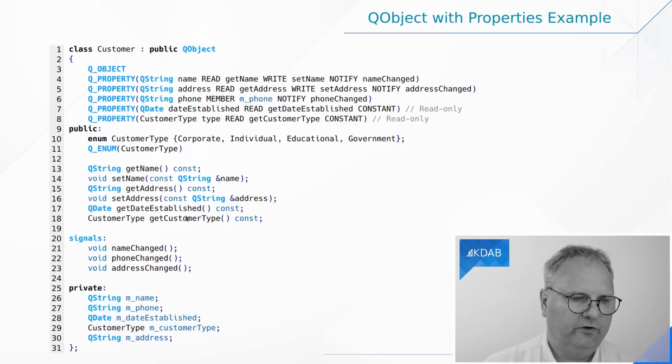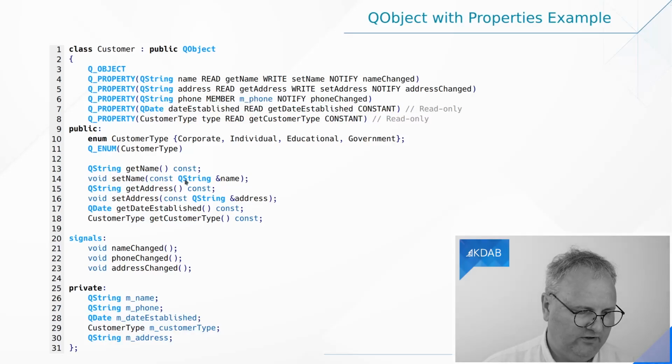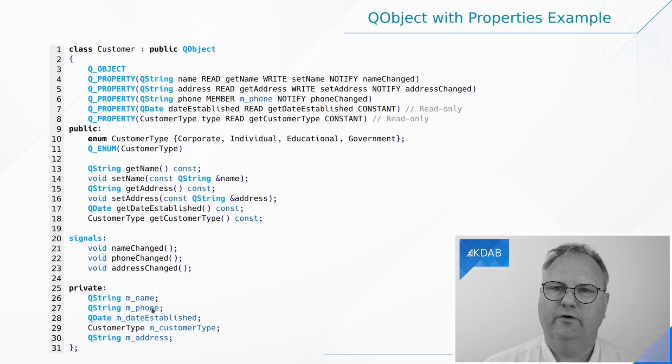You will also notice an example down here, QString phone, and then there's member m_phone. And when it says member m_phone, that is behind the scenes creating a reader and a writer for phone that goes straight into our m_phone member down here.